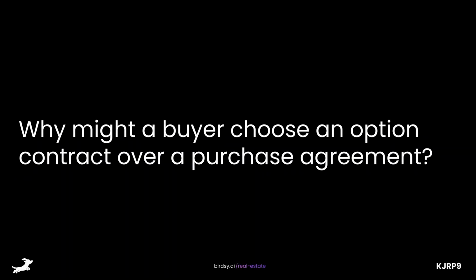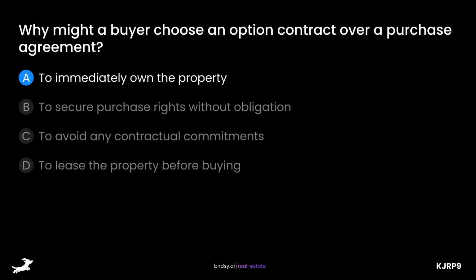Why might a buyer choose an option contract over a purchase agreement? Is it A. To immediately own the property, B. To secure purchase rights without obligation, C. To avoid any contractual commitments, or D. To lease the property before buying? The answer is B. To secure purchase rights without obligation.